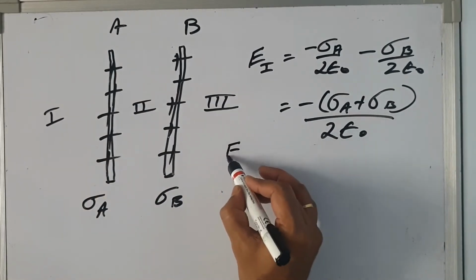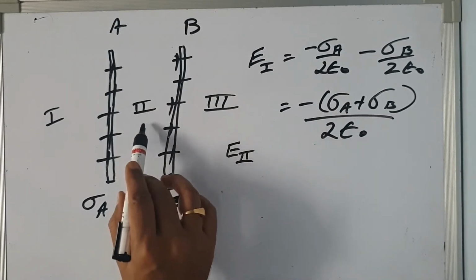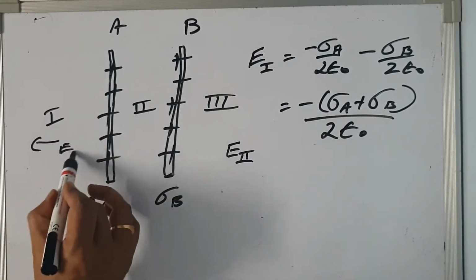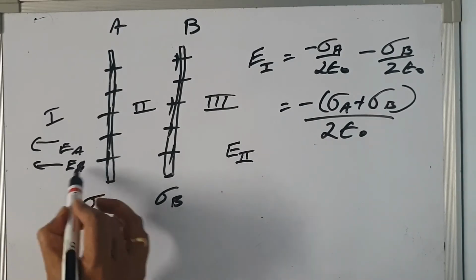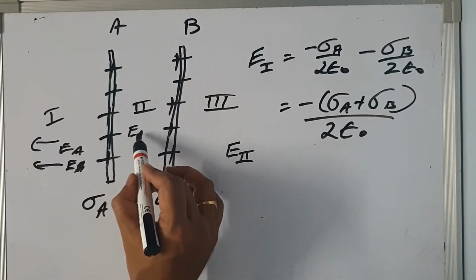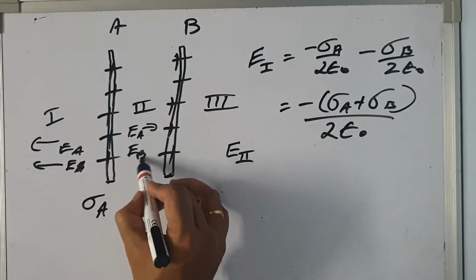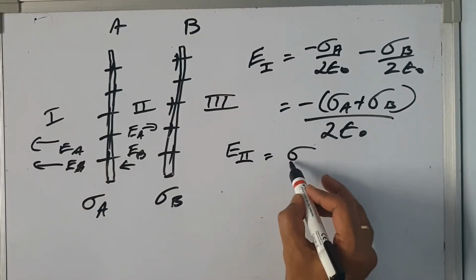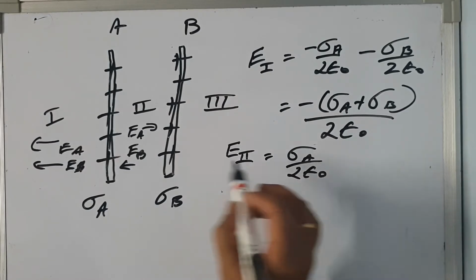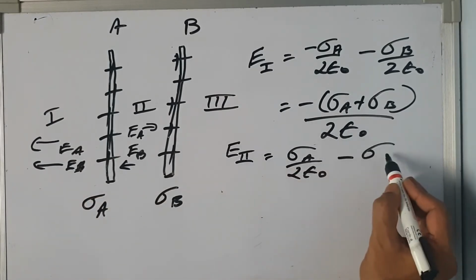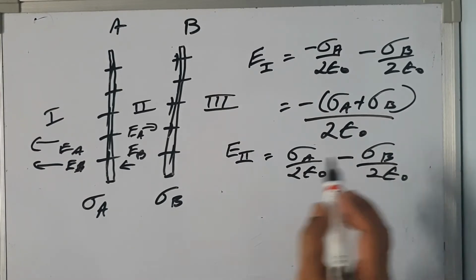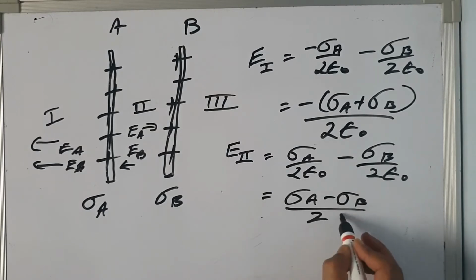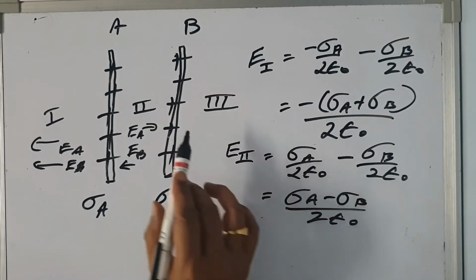What about region 2? Here, the intensity of electric field due to plate A: in region 1, EA was towards left, EB was also towards left. Now here, EA will be towards right, EB will be towards left. Therefore EA is sigma A by 2 epsilon naught, EB being towards left will be negative, sigma B by 2 epsilon naught, which will be sigma A minus sigma B upon 2 epsilon naught. This is in region 2.